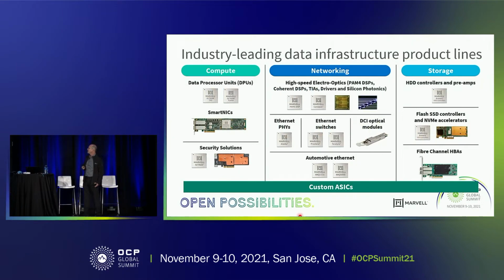And a few words about our products. On the compute side, we have our Octeon DPUs that can be used in smart NICs, in security solutions, in 5G base stations. On the networking side, we have our high-speed interface transceivers, coherent DSPs, copper PHYs, our Prestera and Teralynx Ethernet switches, and we have Ethernet solutions for the automotive market. And on the storage side, we have HDD and SSD controllers, fibre channel adapters, and we also have a custom ASIC business.